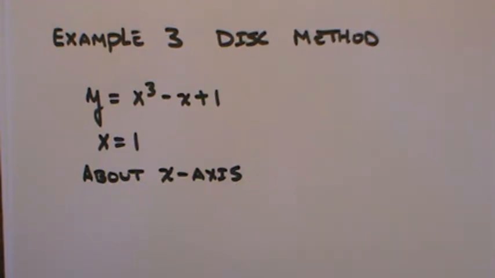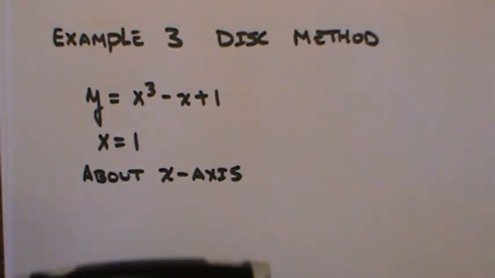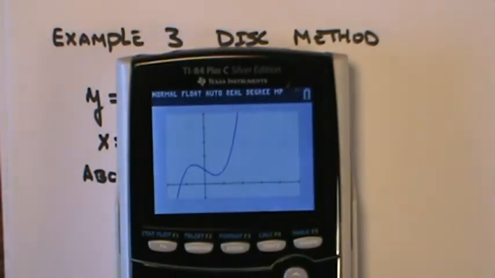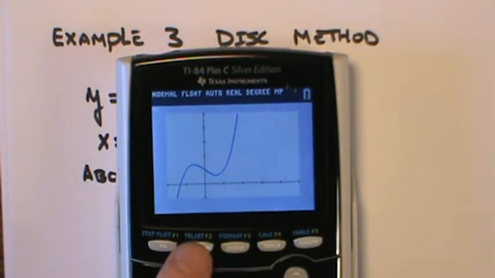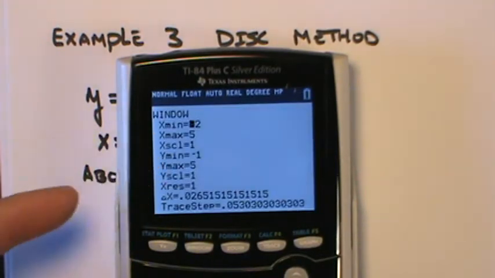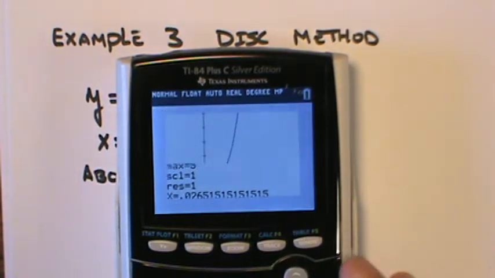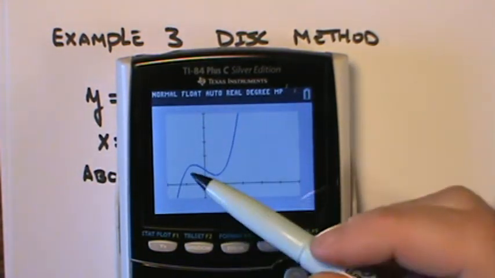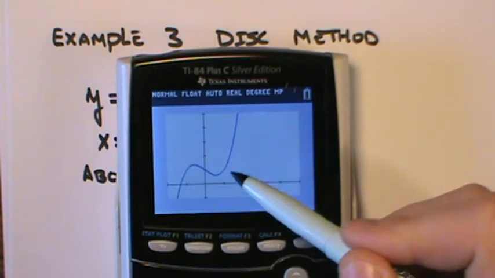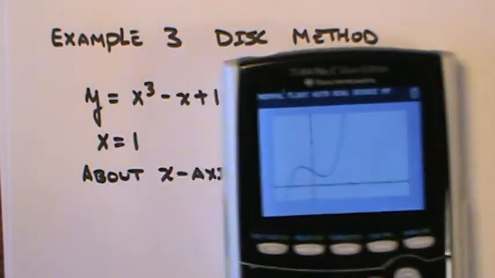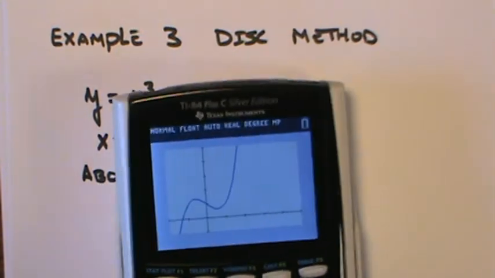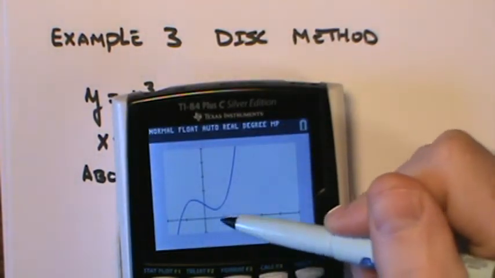So my first step is to actually graph this and see what's going on. As I put it in my graphing calculator, I did zoom in, so I used a window that went from -2 to 5 for the x's, from -1 to 5 for the y, so I could get an idea of what was going on here. I see that my function is a cubic, and that I want to put a boundary of x equal 1, which would be right here.